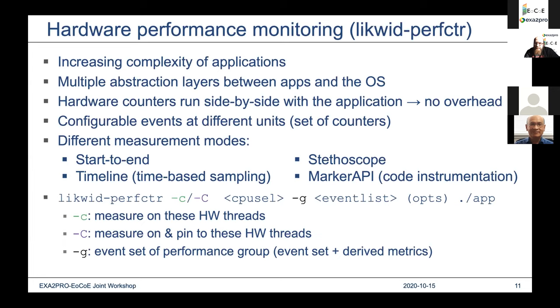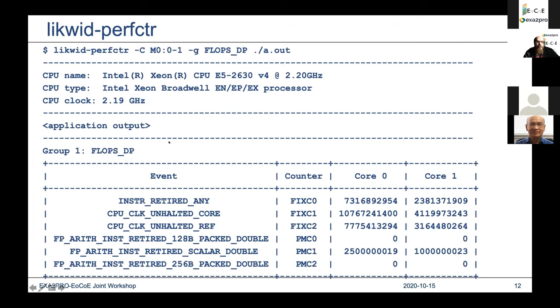So an event would be like the cache lines transferred on reloads from L1 to L2. What users are commonly interested in is data volume and bandwidth. So these are derived metrics. So we specify the raw events and the formulas to derive the metrics out of that for commonly known metrics. So let's look at how this works when we execute it.